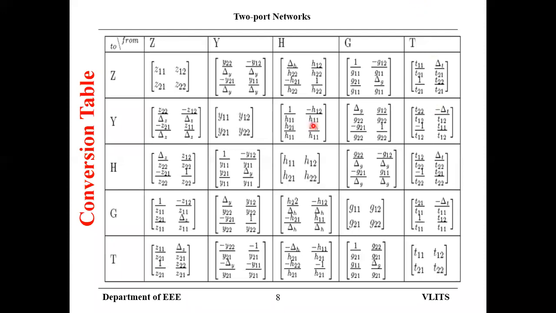So whether it is Z and Y or Y and Z, suppose this represents the Z parameters in terms of Y, and if you want to know the Y parameters in terms of Z, then this is the equation. So like that, the relation between any two sets of parameters you can find or define from this conversion table. Okay, so this is about the relation between the different sets of parameters.